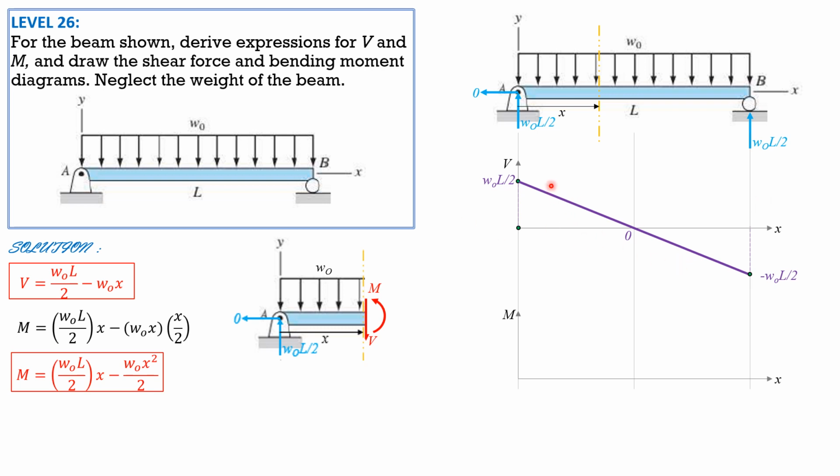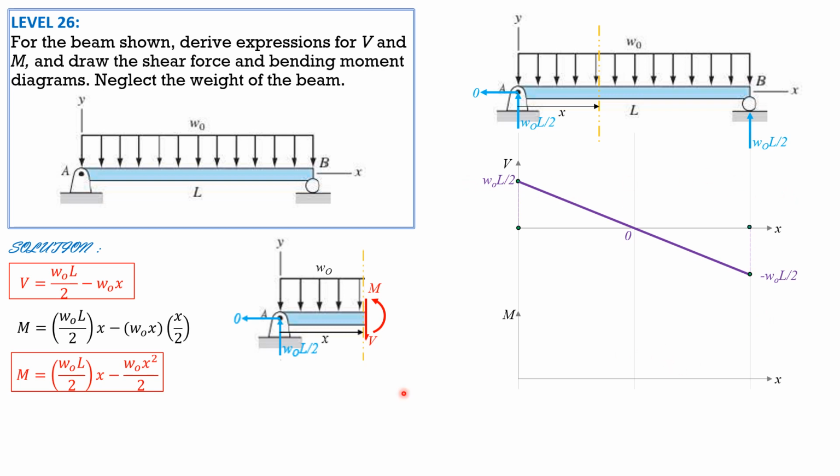The maximum shear, absolute shear, is WOL over 2, and it occurs either just to the right or just to the left of the support. So remember that. And remember also that the slope of this curve is the negative of the intensity of the load above, or the negative of WO. And if you want to check the slope, then check it.